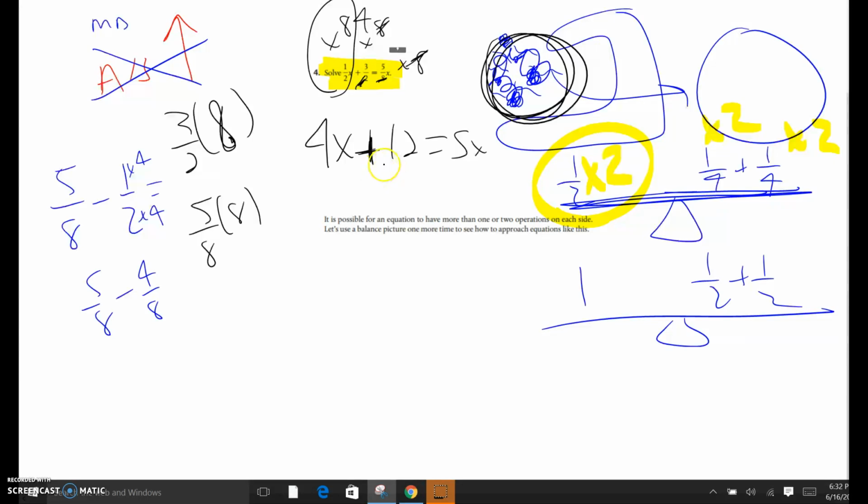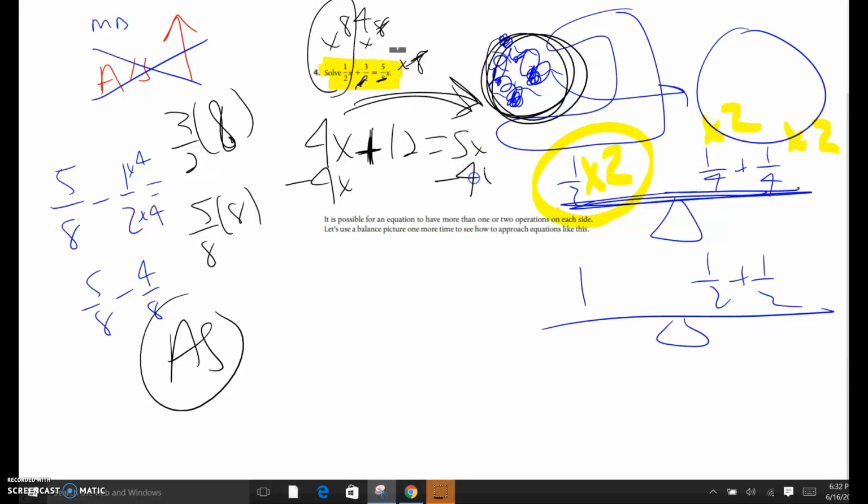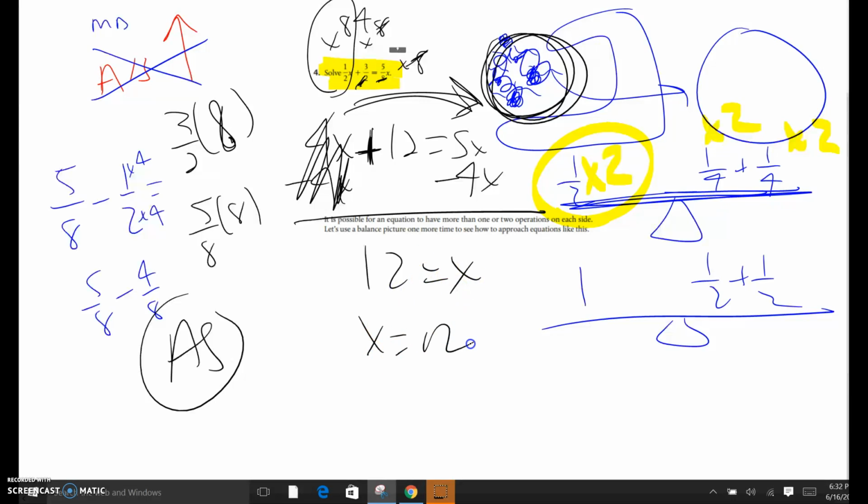And so now I'm going to bring my x's to one side. Since I have no adding over here and I have adding over here, I'm going to use adding or subtracting because I'm still at that stage. There's adding, I can't move on. So I'm going to move that over. I'm going to subtract 4x from both sides so that the x's are over here. So I get 12 equals x, or x equals 12. And that's called clearing the fraction, which is super nice.